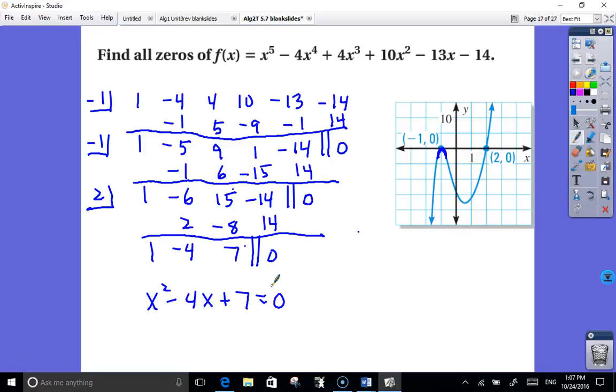Okay. And I think if we just did the discriminant, you would see negative 4 squared minus 4 times 1 times 7. Right? That's going to be 16 minus 28, which is negative 12. What does that tell you about those last 2 zeros? They're imaginary, right? We would have imaginary zeros. Okay.